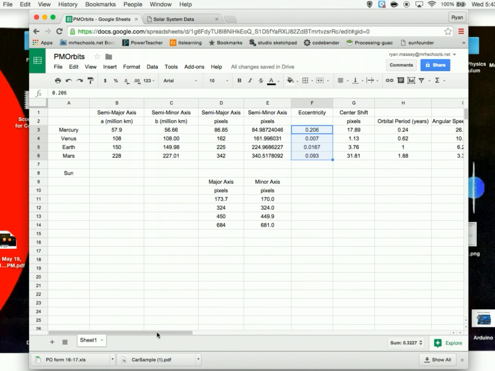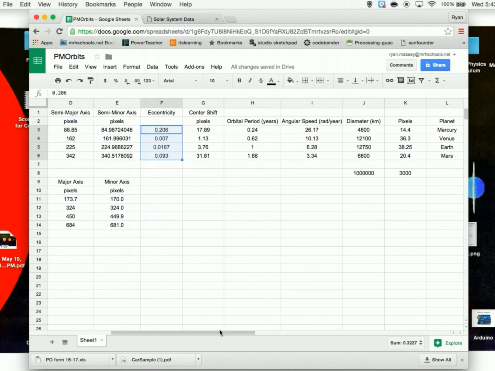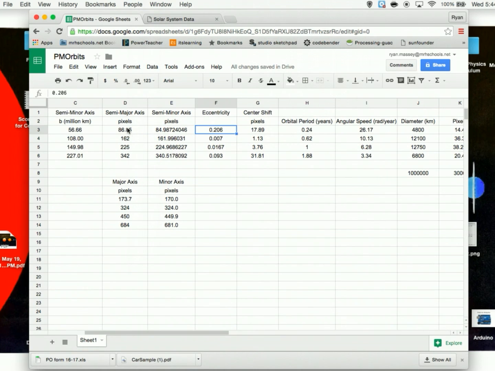As I mentioned, I got the eccentricities from Hyperphysics. Now, this is a little bit tricky here. I rearranged the eccentricity equation, which is C divided by A. And so what I did is I multiplied the eccentricity, which is this value, times the A value, which is the semi-major axis, to get a shift, right?